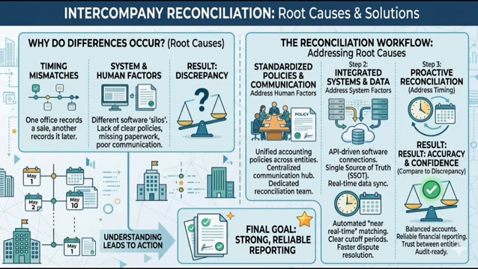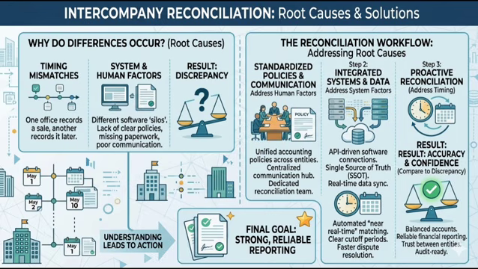System and human factors. This is the messy side. It happens when subsidiaries use different software that doesn't talk to each other, silos, have no clear shared policies, or simply lose track of paperwork. The result: a discrepancy, symbolized by the unbalanced scales and the question mark. Hammer and wrench. Part 2. The modern workflow, the solutions.